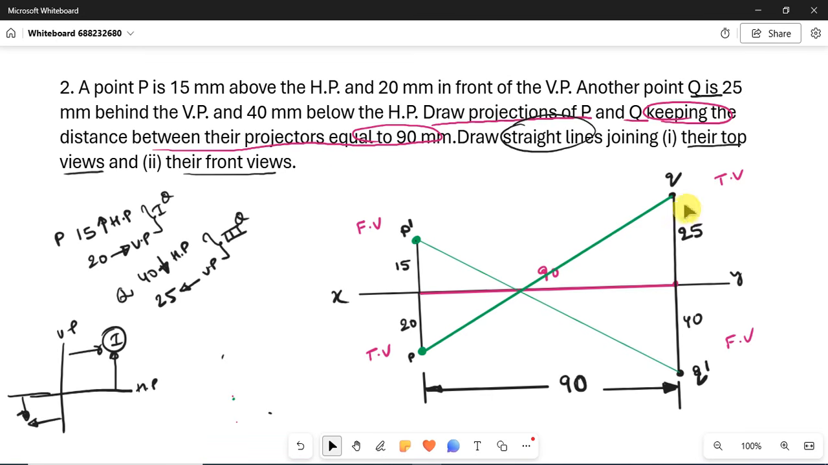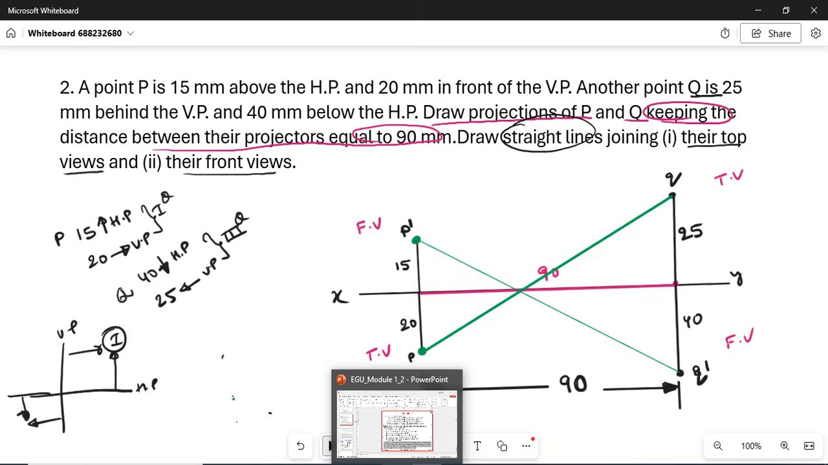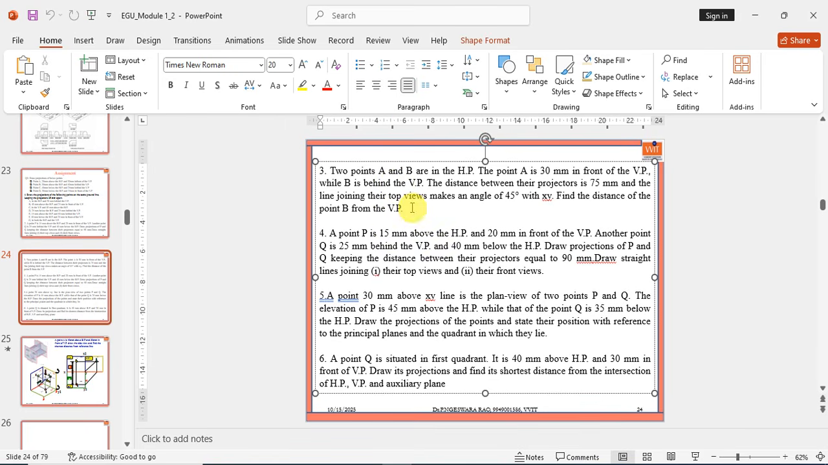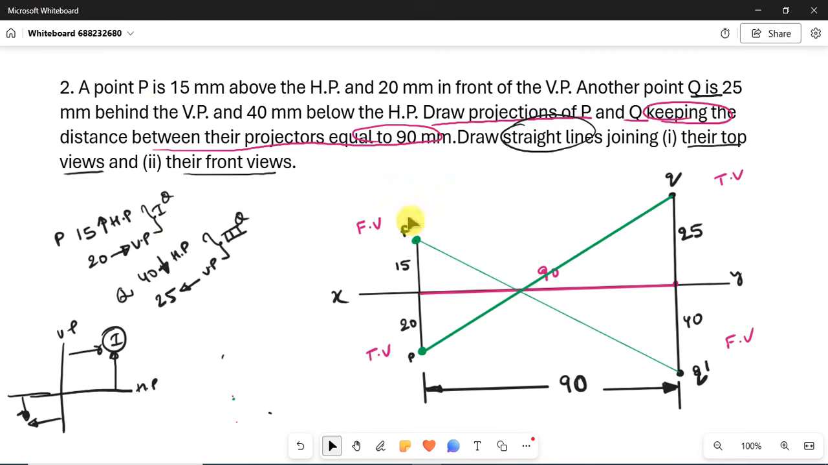Next, we'll go with another problem. Let us solve this problem, similar to the same case.